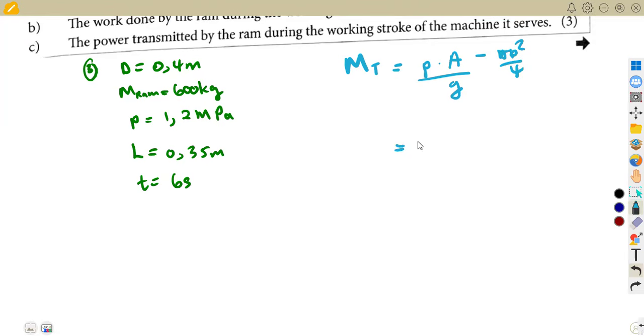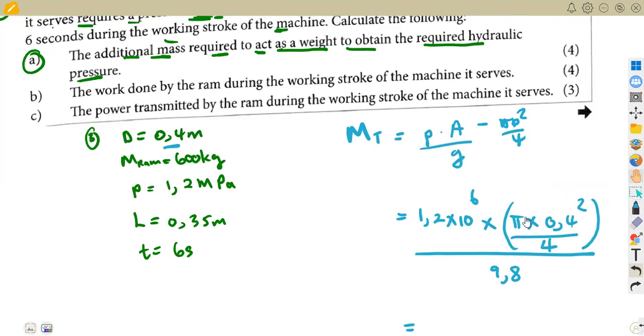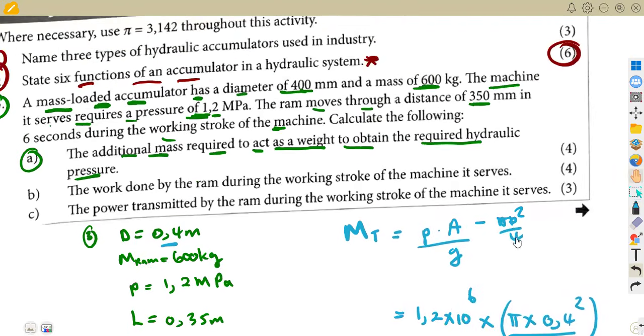So this is going to be the pressure, 1.2 megapascal, 10 to the exponent of 6, times the area. That's pi times d squared, which is the diameter of the RAM, 0.4 squared over 4. So this is going to give us what? This is our PA, pressure times area, over G, which is our gravitational acceleration, taken as 9.8 meters per square second. Or you can use 9.81. That was the instruction.